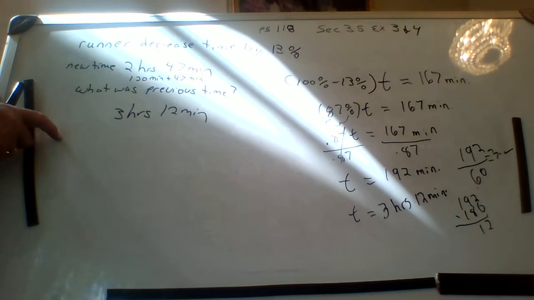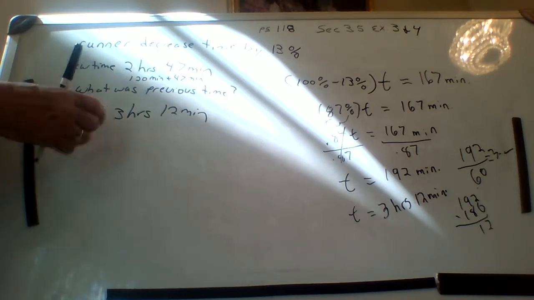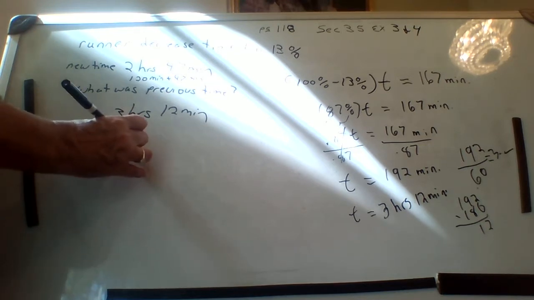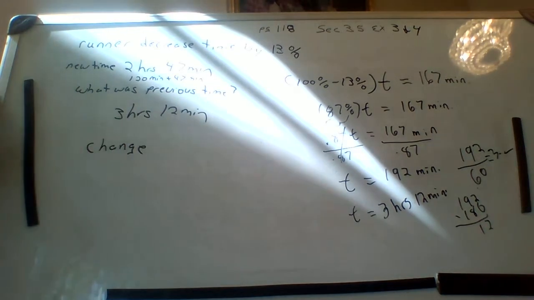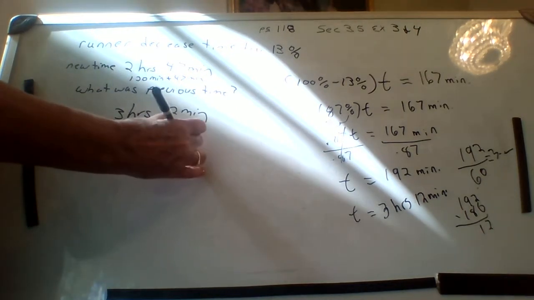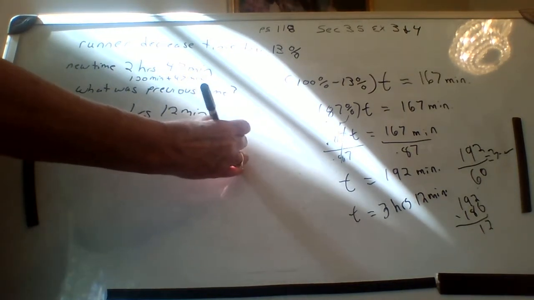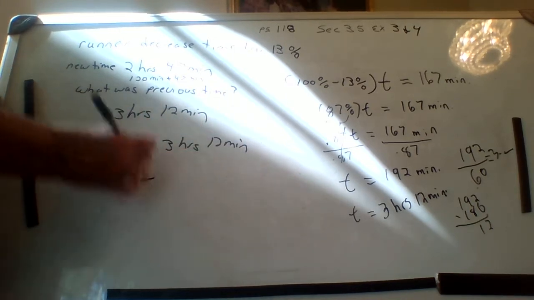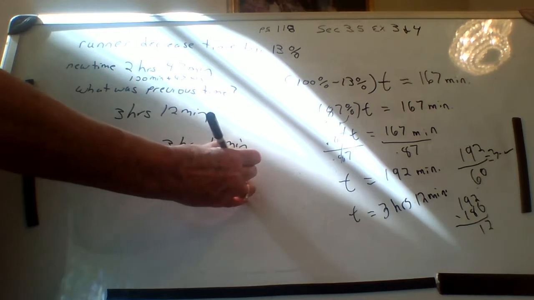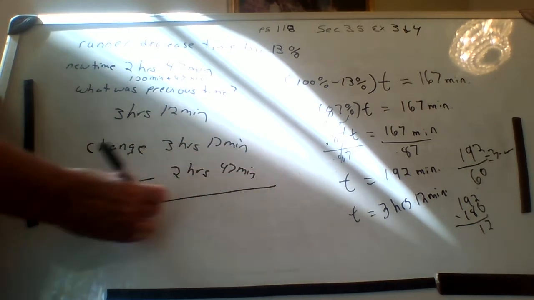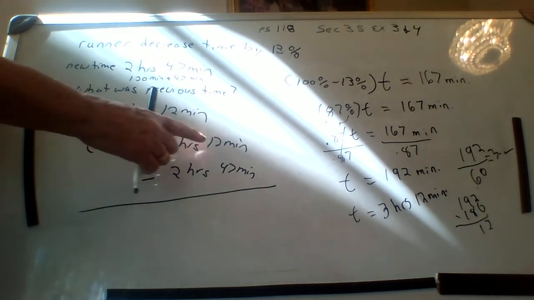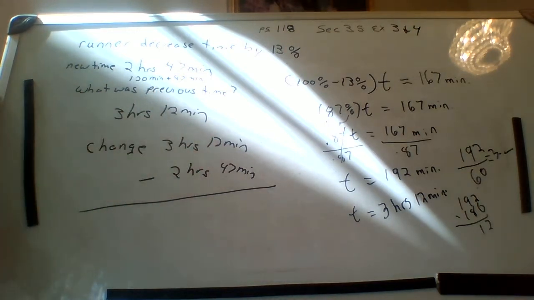So you could figure out what the change was, couldn't you? Let's figure it out. We're not asking you, but what if they said, what was the change? Well, the change was this time here, 3 hours, 12 minutes, minus the new 2 hours, 47 minutes. Now you're back to your basic math, right? You can't subtract 47 from 12, can you?